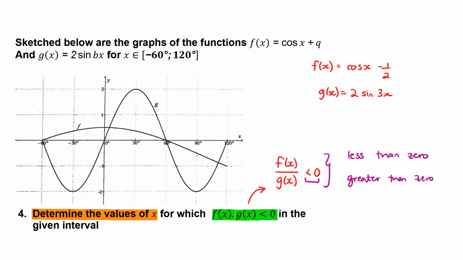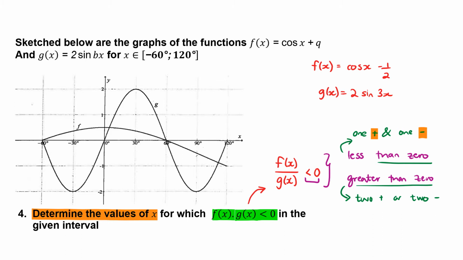And all you have to ask yourself is, for something to be less than 0, you know that you need one positive and one negative. Because if something is less than 0, it's negative. And how do you get a negative number? By multiplying a positive and a negative. Likewise, if something is greater than 0, it must be positive. And the way to get a positive is either to have two positives or to have two negatives.